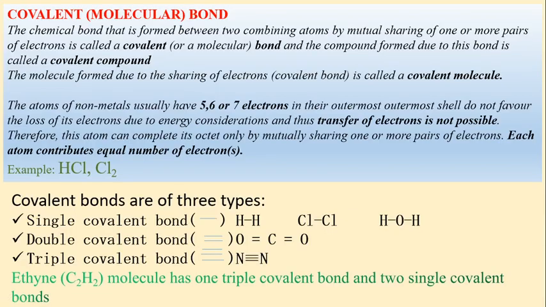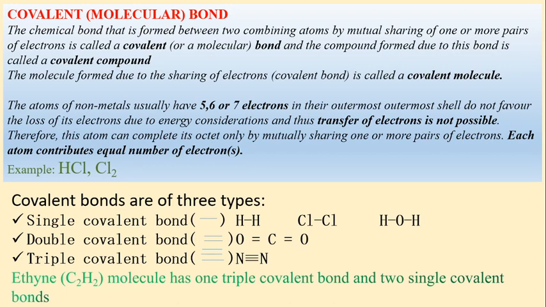Okay, what is covalent bond? Covalent bond is also called a molecular bond. The definition: the chemical bond that is formed between two combining atoms by mutual sharing of one or more pairs of electrons is called a covalent bond, and the compound formed due to this bond is called a covalent compound.